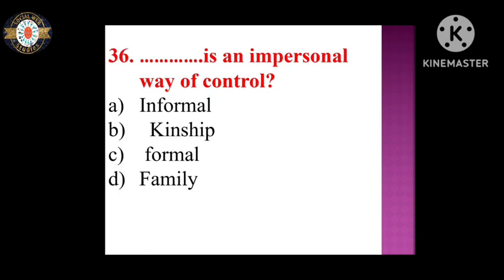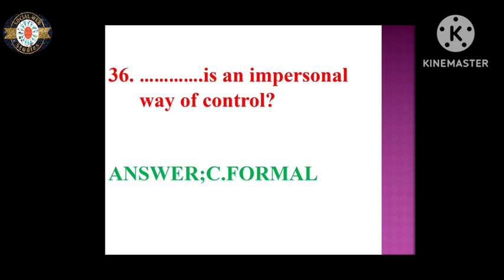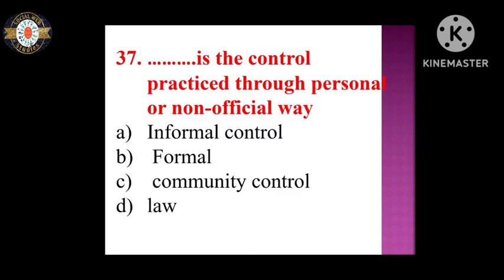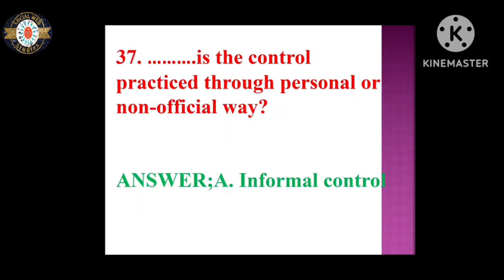Another question is which is an impersonal way of control? Option A informal, option B kinship, option C formal, option D family. Answer is option C formal. Another question is which is the control practiced personal or non-official way? Option A informal control, option B formal, option C community control, option D law. Answer is option A informal control.